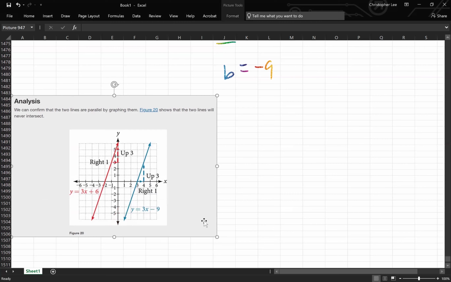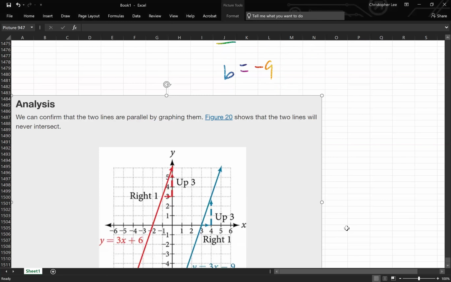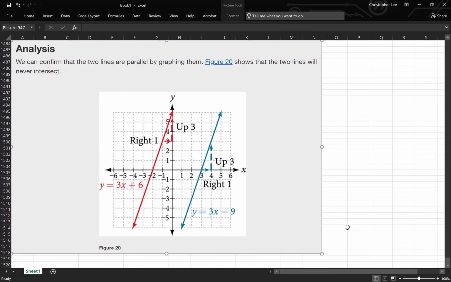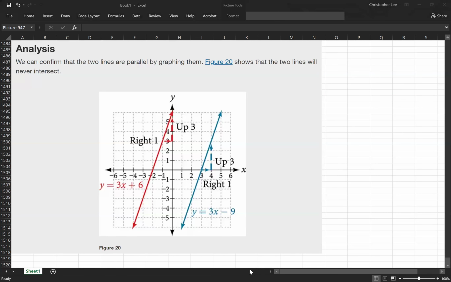There we go. So we can confirm that two lines are parallel by graphing them. There they go. This shows that the two lines will never intersect. That's parallel. Questions on parallel? If the slope is the same, you can tell by looking.